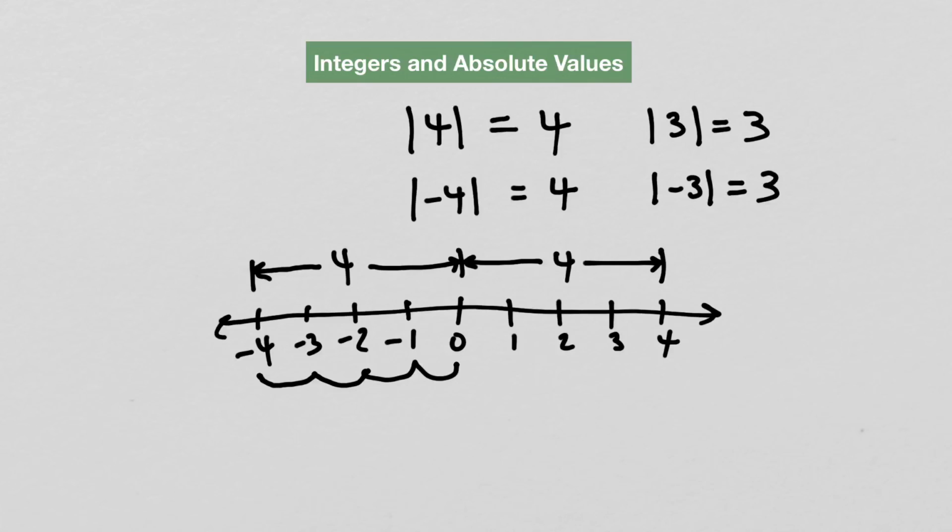Okay? So basically what the absolute value is saying is that whatever integer is within the absolute value sign represents the distance from 0. I hope that made sense.